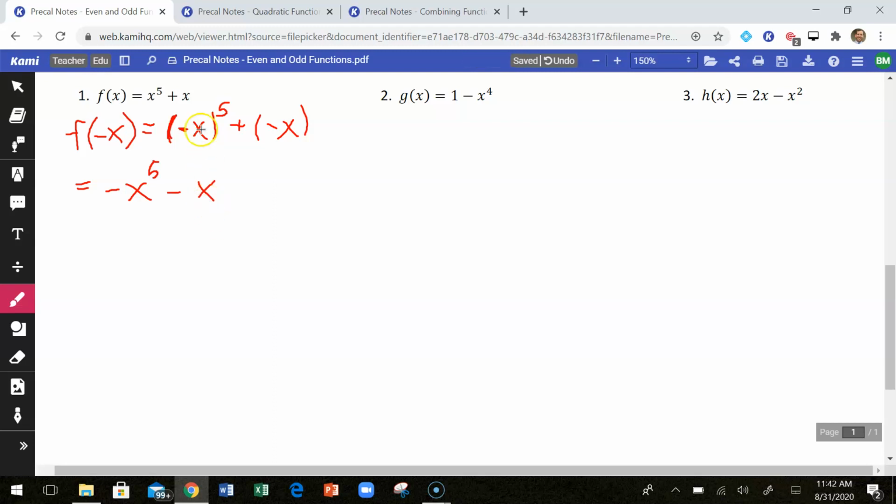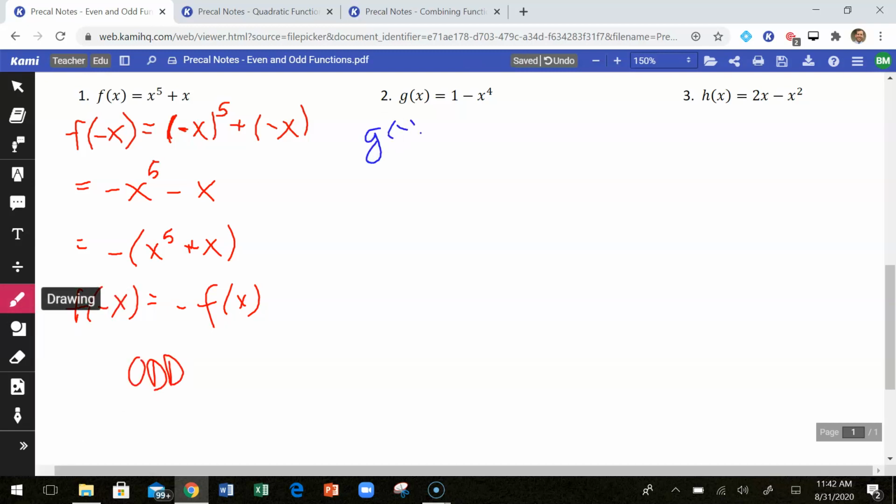And so as you can see, we didn't get the original function. We did not get x to the fifth plus x. We got negative x to the fifth minus x. So if I don't get the original function, I'm going to factor out a negative and see if I have negative the original function. So if I just factor out a negative from both terms, I get to the original function here of x to the fifth plus x. So because f of negative x is equal to negative f of x, this function is odd.